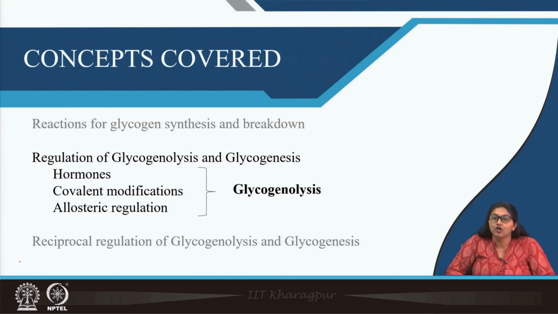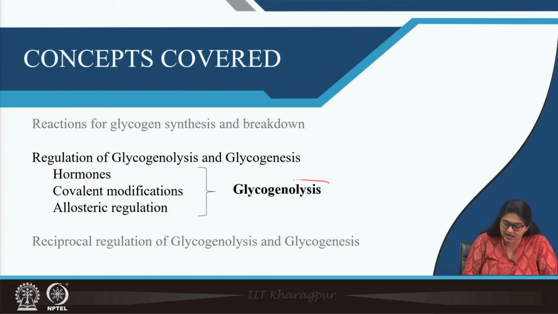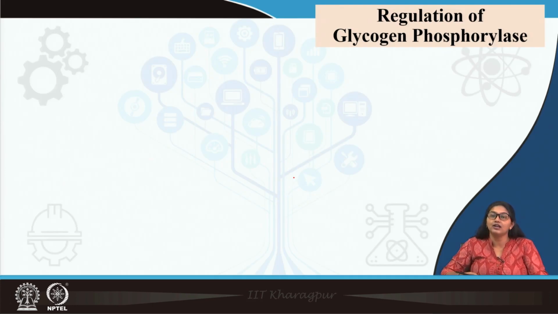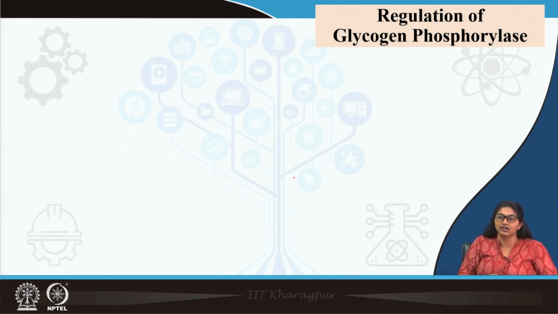In this class, we will mainly discuss glycogenolysis, or glycogen breakdown. If you remember, as we discussed in the last class, the most important enzyme of glycogenolysis is glycogen phosphorylase. So, the regulation is mainly over this enzyme. How this glycogen phosphorylase is regulated is the regulatory mechanism of glycogenolysis.